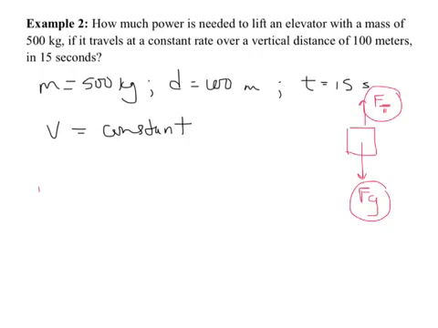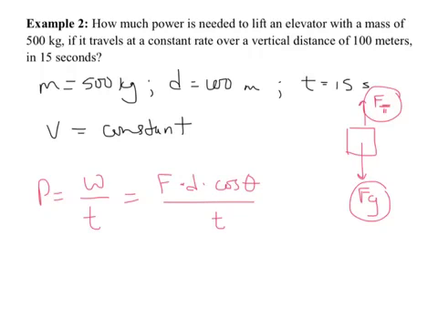Now, with that said, we can go ahead and use this formula right here, because this is really Fd cosine theta. Now remember, it's being moved upward and it's being pulled straight upward. So these both vectors are in the same direction. So theta is 0. So this becomes cosine of 0, which is just 1. So it's really Fd over t.